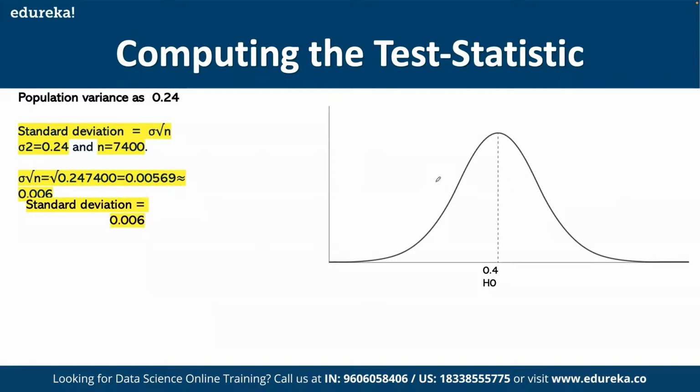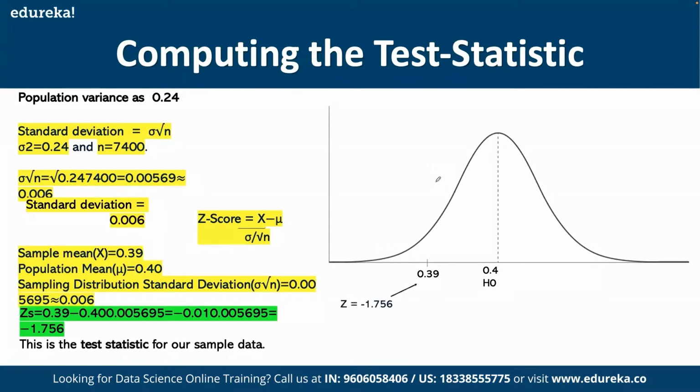So I'll calculate the population variance, and once I compute it, I'll get the standard deviation. With these values, we'll get the respective Z-score. Z-score is given by X minus mu divided by the standard deviation of a sample. Once we have done this activity, we'll get the respective test statistic, in this scenario, the Z-score.